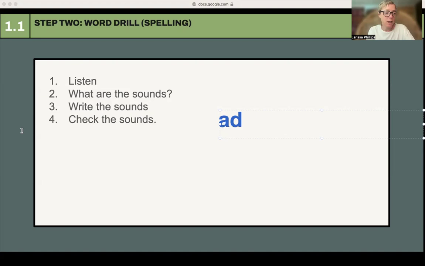So let's go on. I am going to dictate to you some words. The first one is add. What are the sounds? Can you write that? Stop the video if you need more time. The next one is am. I am at home. Am. What are the sounds in am? The next word is an. This is an apple. An. What are the sounds?